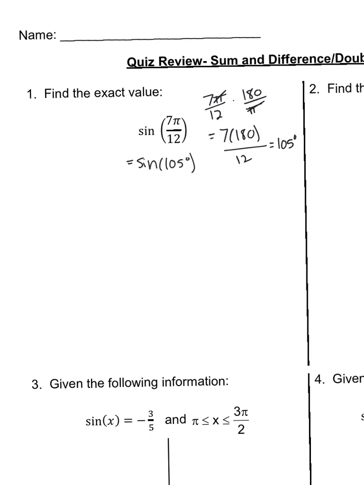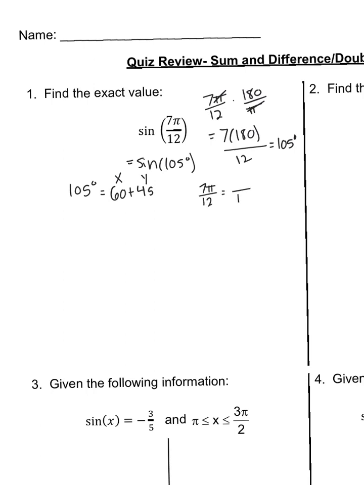So you're looking for two different angles that you can add together that are on your unit circle that give you 105. So I think the ones that we used in class were 60 and 45. So that means that 60 is my x and 45 is y. It doesn't matter if you want to make x 45 and y 60, you're still going to get the same answer, okay?